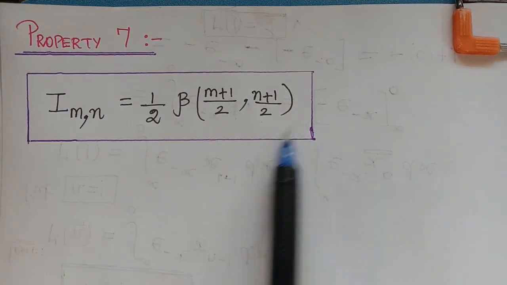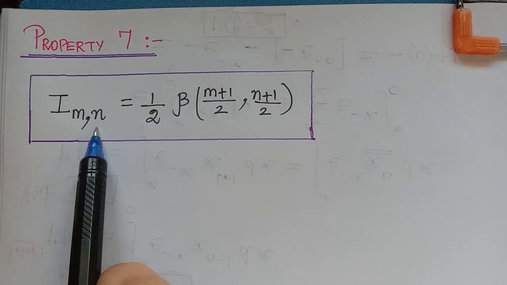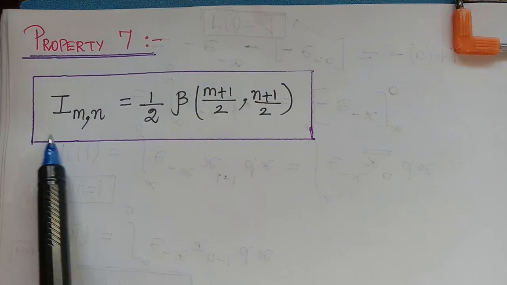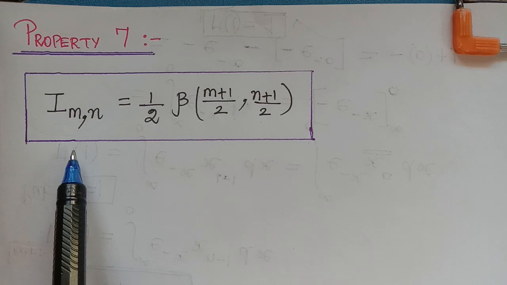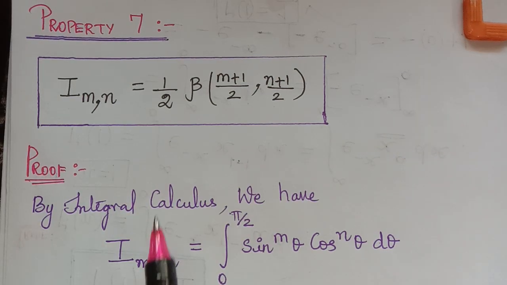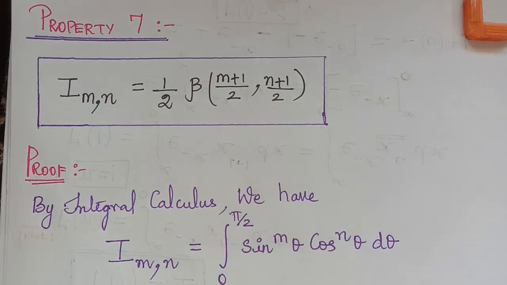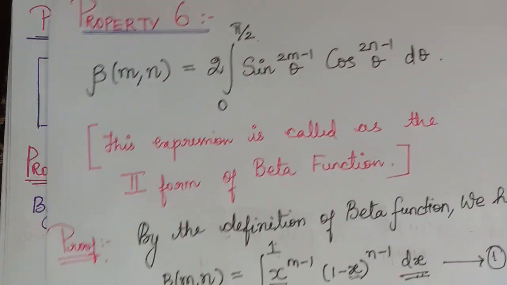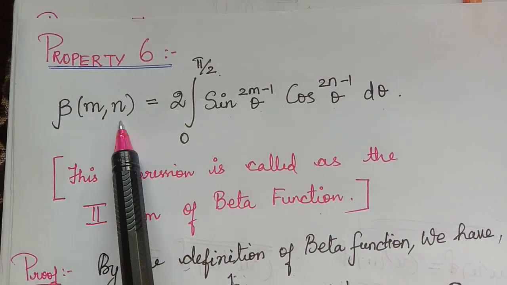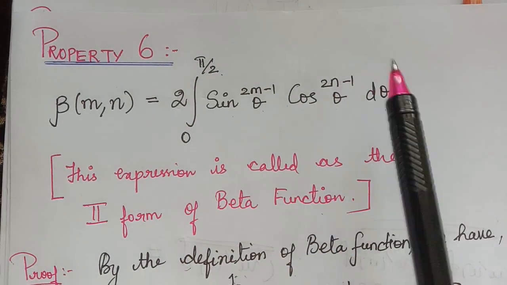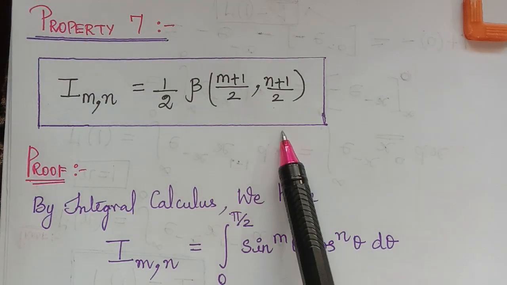Now in order to prove this property, first of all we should know what is capital I of m comma n. From integral calculus, the definition of capital I of m comma n is given by. Now in order to prove the above property, we will be making use of the definition of beta function, which is the second form of beta function. So we will be making use of beta of m comma n equal to this integral in order to prove property 7.